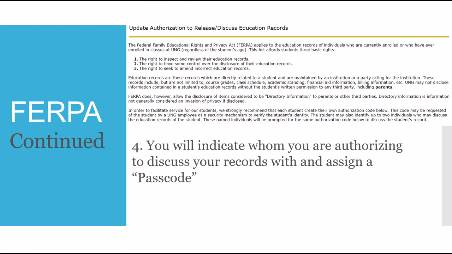After that, this screen will pull up and explains what FERPA is again, so you understand what you are waiving to this individual. You will then indicate whom you are authorizing to discuss your records with and assign a passcode or password. Please ensure that the assigned individual knows their passcode, because just because their name is listed, if they don't have the correct password, we will still not be able to communicate with them.